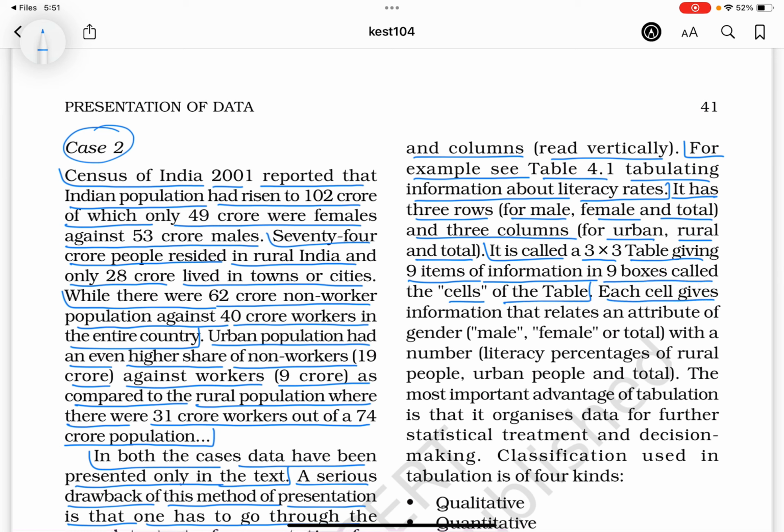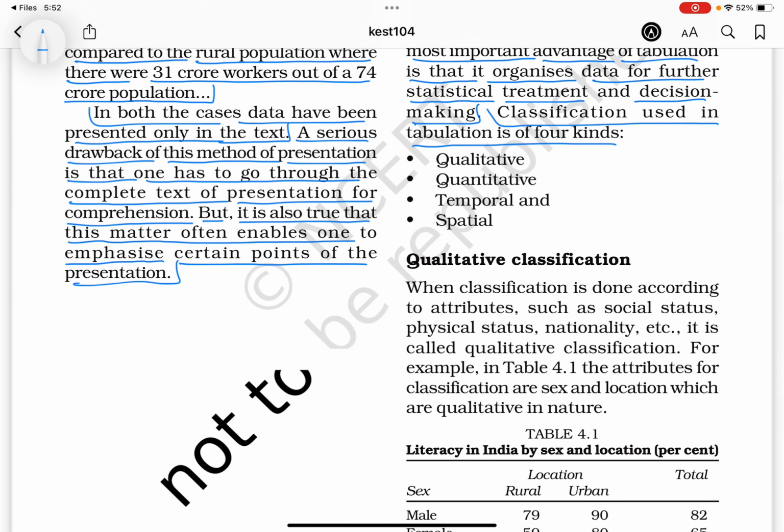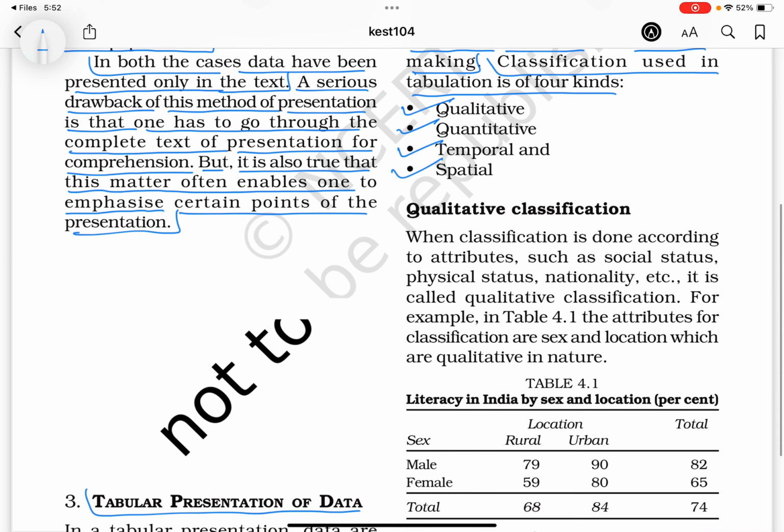Each cell gives information that relates an attribute of gender, male, female, or total, with a number, literacy percentage of rural people, urban people, and total. The most important advantage of tabulation is that it organizes data for further statistical treatment and decision making. Classification used in tabulation is of 4 kinds: qualitative, quantitative, temporal, spatial.